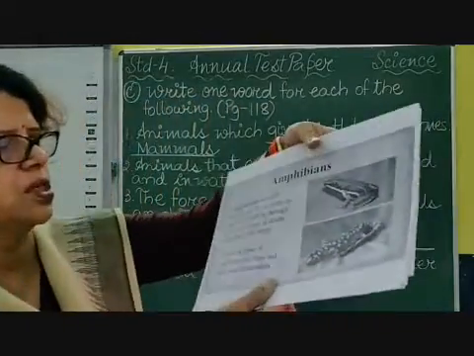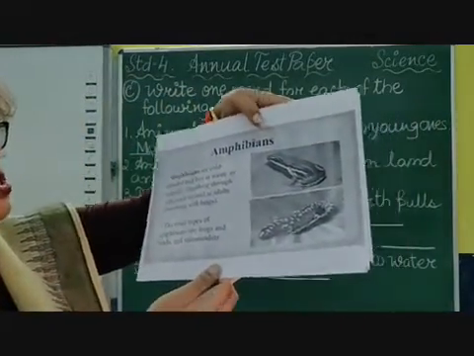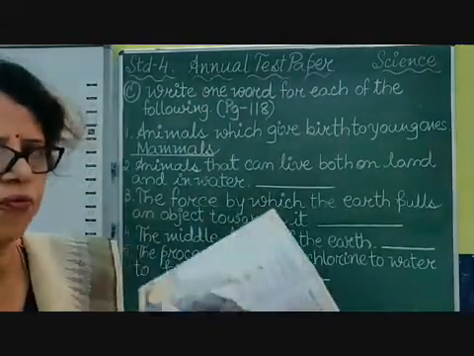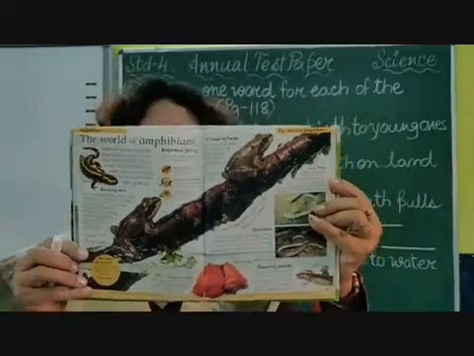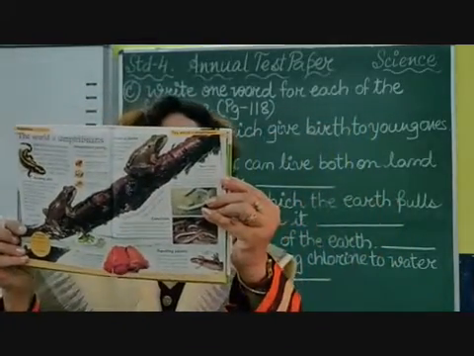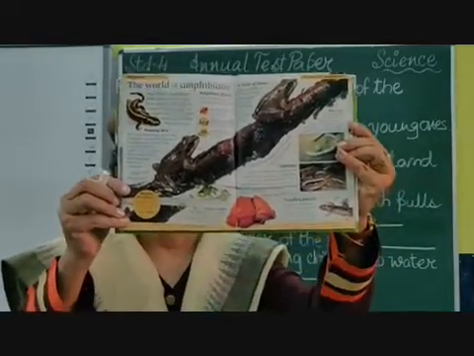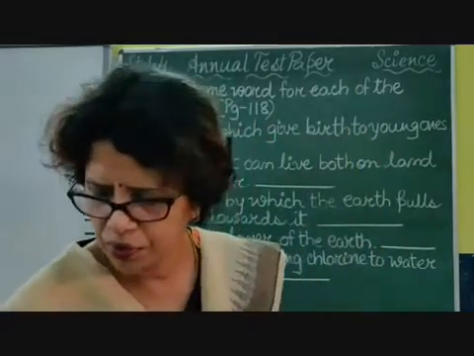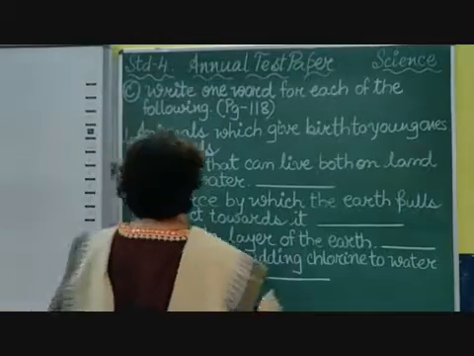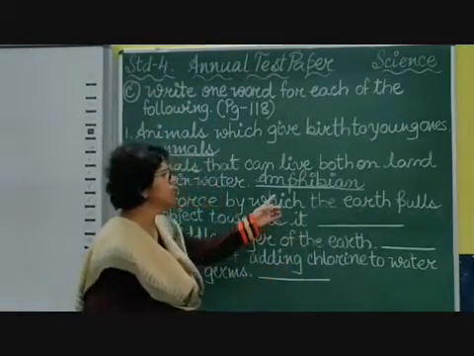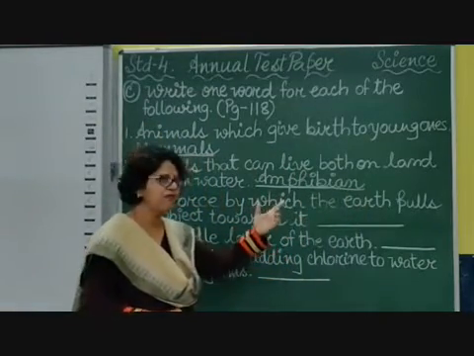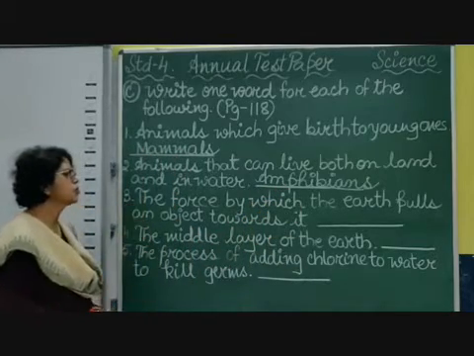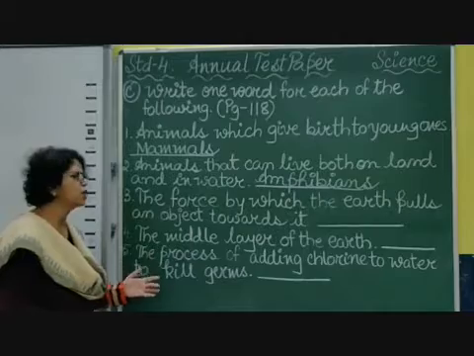And as you can see, frog, toad, salamanders, they are amphibians, the world of amphibians. Okay, so here we will write amphibians. Children, though its spelling is PHI, it is pronounced as F, amphibian. Coming to the third one, the force by which the earth pulls an object towards it.